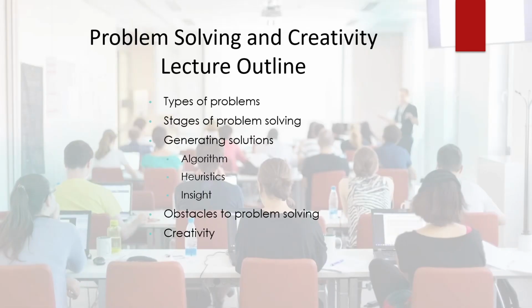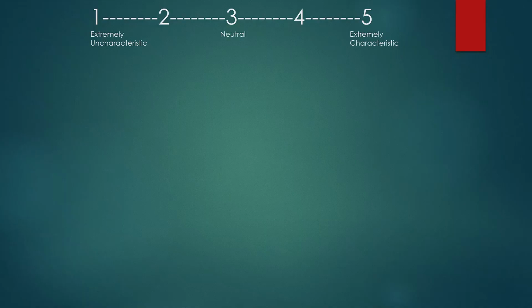All right. In this chapter, the main themes will be the types of problems that we tend to face, the stages that we go through in problem solving, and in those stages, one of them is generating solutions. And I wanted to point out that we're going to be talking about algorithmic solutions, heuristics, and insight. Then we'll talk about some typical problems with problem solving, some obstacles, and then we'll wrap it up with a brief treatment of creativity.